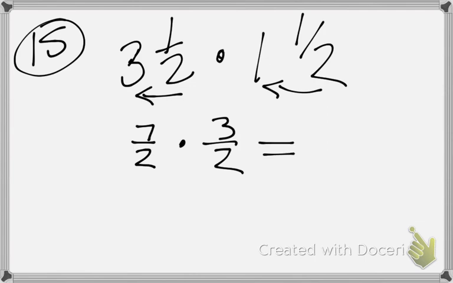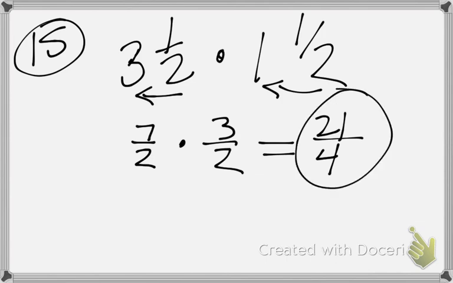Then I just multiply straight across. 7 times 3 is 21. 2 times 2 is 4. I'm not going to require you to turn it back into a mixed number because, again, in algebra, we have a tendency to use fractions a lot. So we're just going to leave it as 21/4, and it is already simplified.